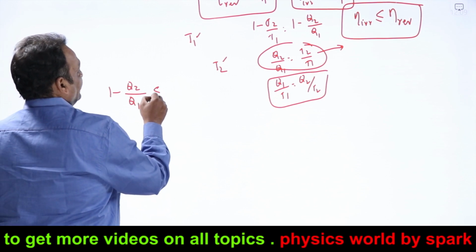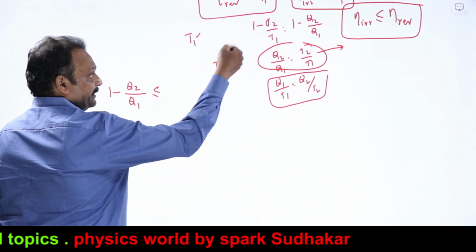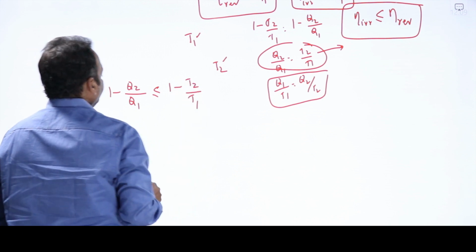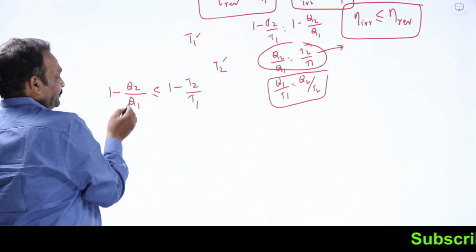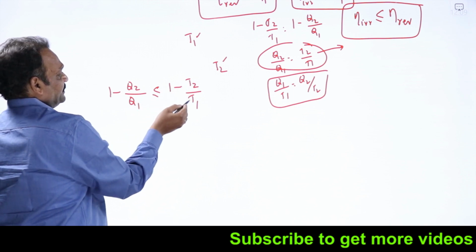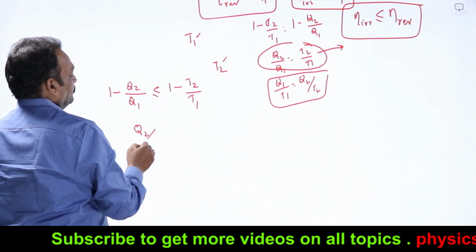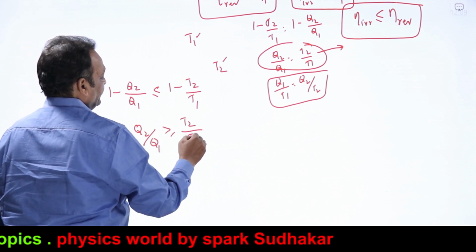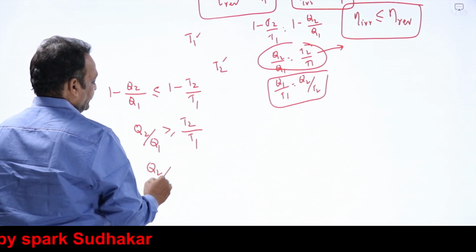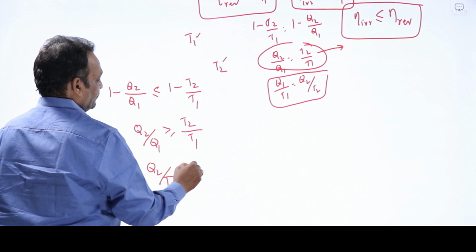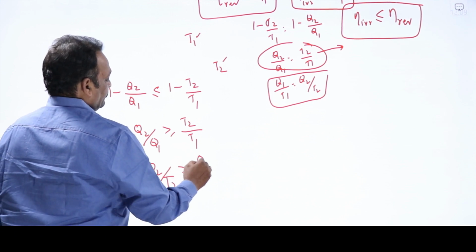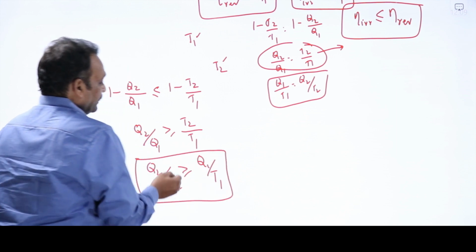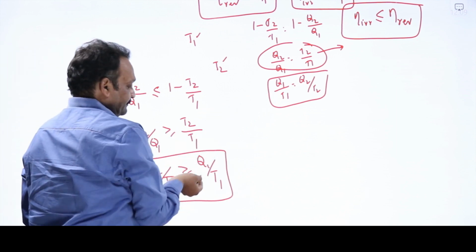The efficiency will be less than or equal to the efficiency of a reversible Carnot engine, that is 1 minus T2 by T1. So 1 minus Q2 by Q1 is less than or equal to 1 minus T2 by T1, which means Q2 by Q1 is greater than or equal to T2 by T1, or Q2 by T2 is greater than or equal to Q1 by T1. This is the case of an irreversible engine. If the equal to sign is there, it becomes a reversible engine.